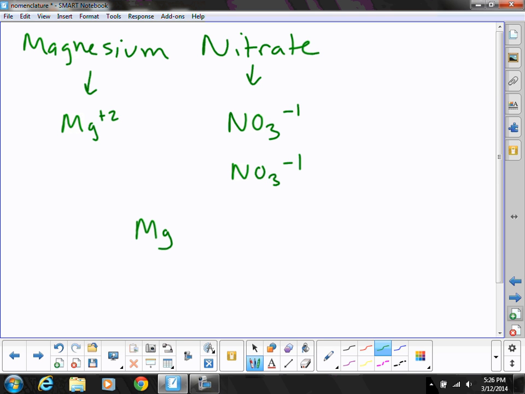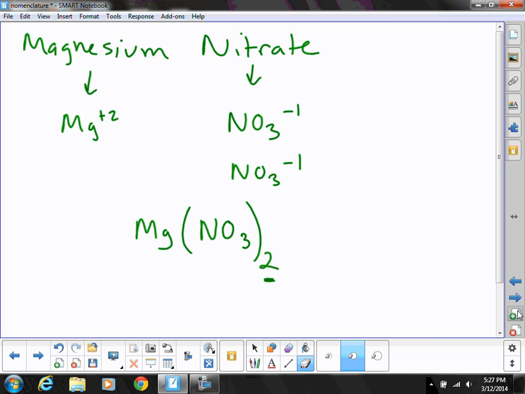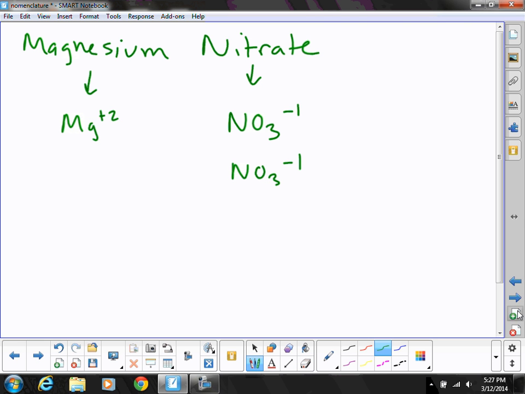Magnesium is fine. But now I need to show that I have 2 nitrate groups. And we've actually run into this in the past when we were finding the molar mass for substances. If we put it in a bracket and then a 2 on the outside, that tells me that I have 2 of what's in the bracket. So I have 2 nitrates, magnesium nitrate. Okay.